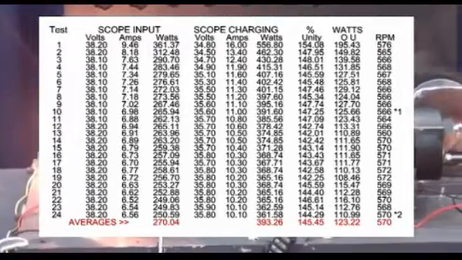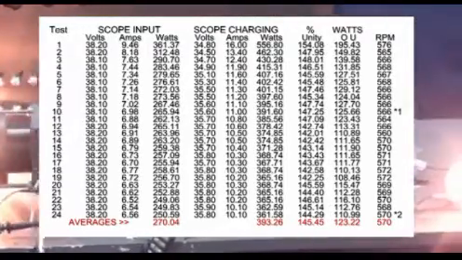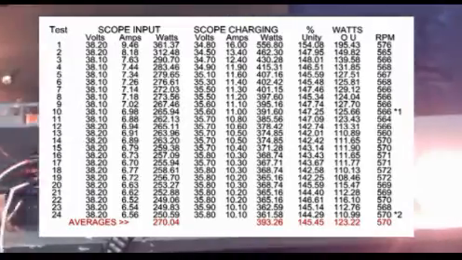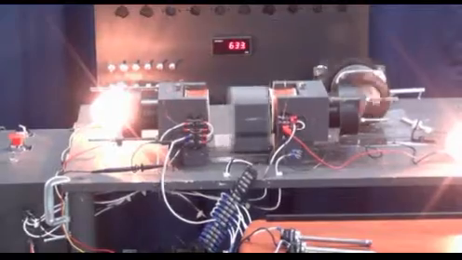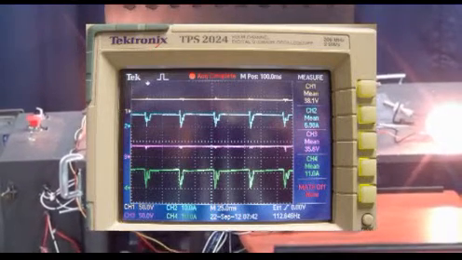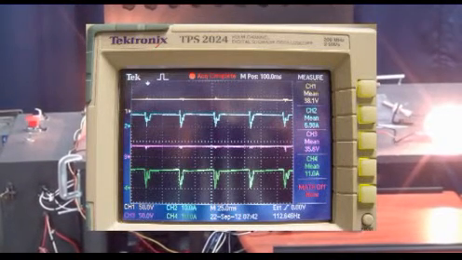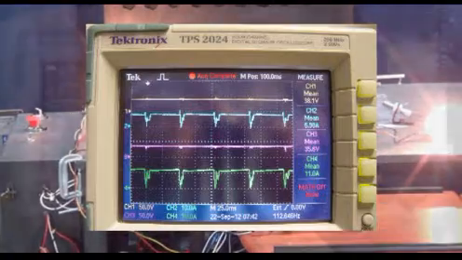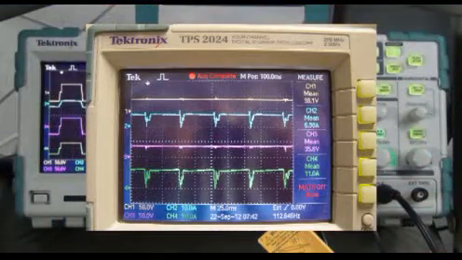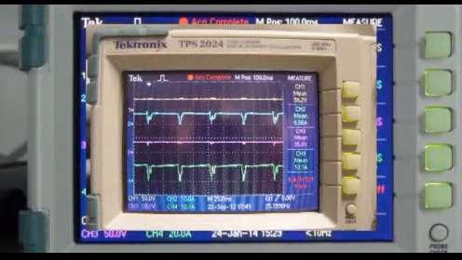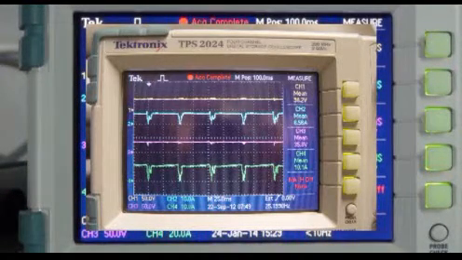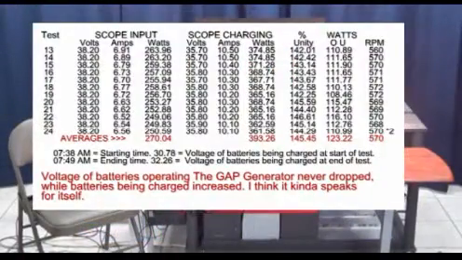Here's a photo showing the results of one of the tests. Here's a photo of the oscilloscope at 742. Here's a photo of the oscilloscope at 749, the end of the test. Here's the same test result with a little more information.